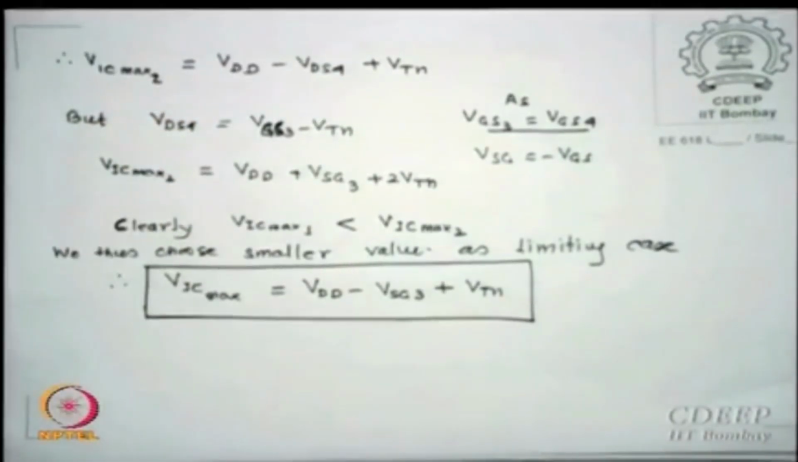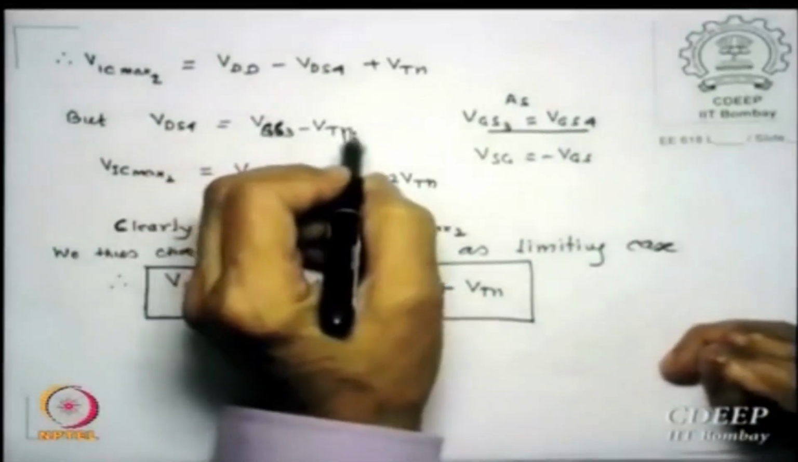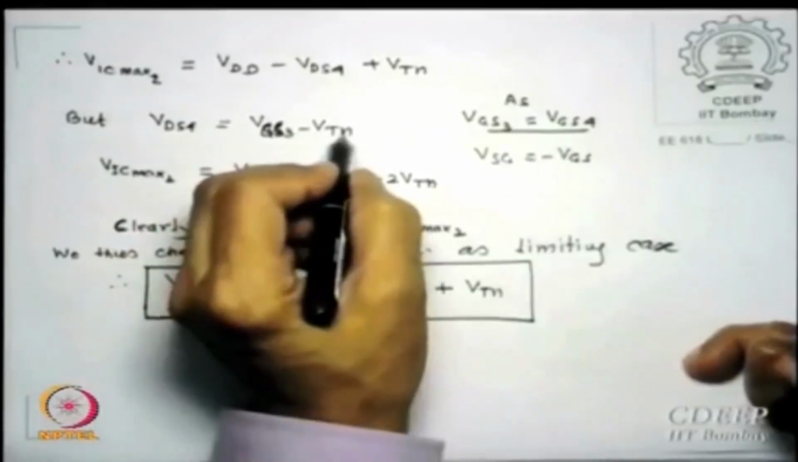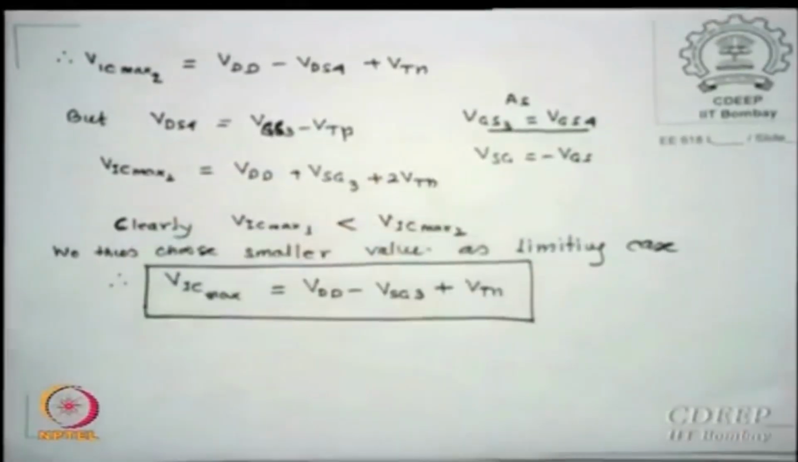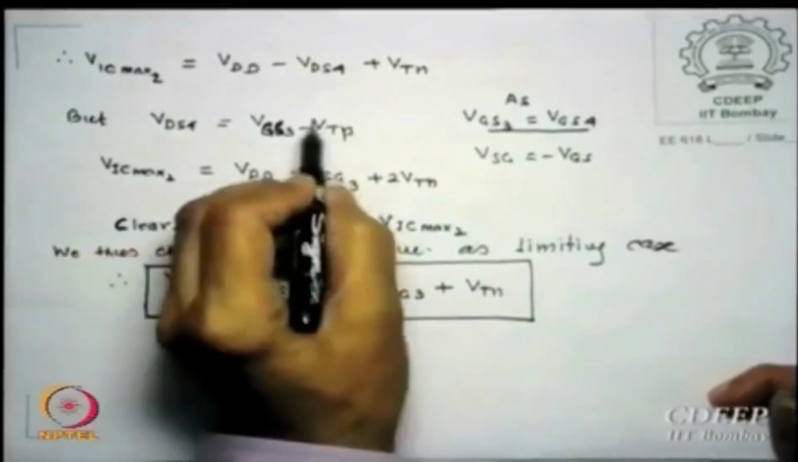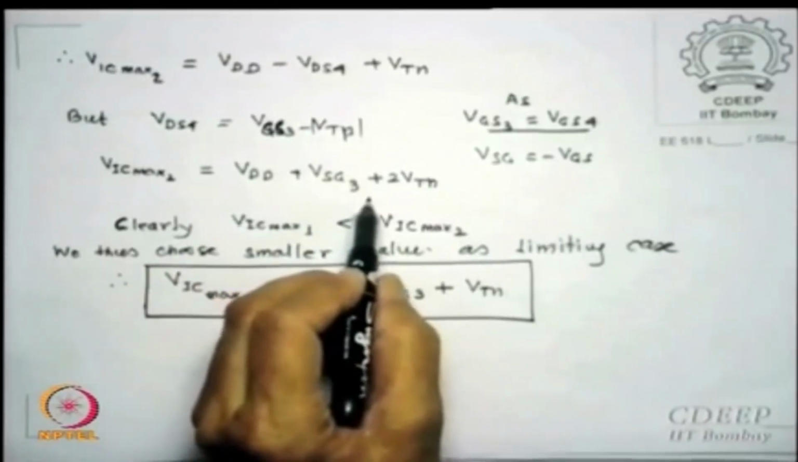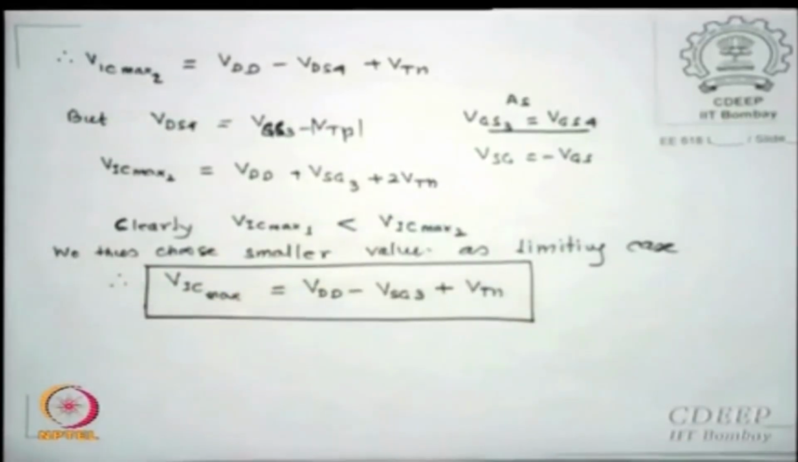Sorry, but VTP is equal to VTN, so it doesn't matter, let n stay, write p there but you can put n here. So VIC maximum is VDD plus VSG3 plus 2 VTN, is the value of VIC maximum 2.